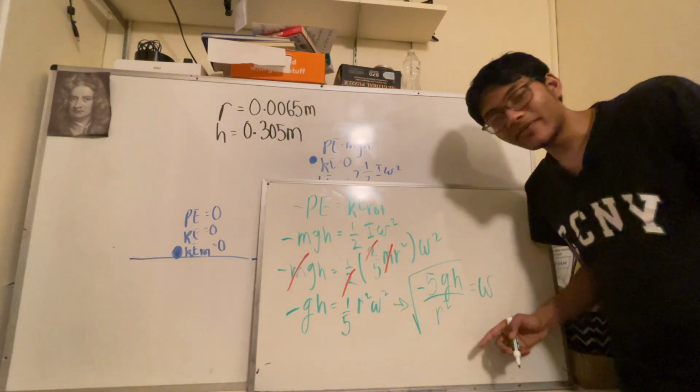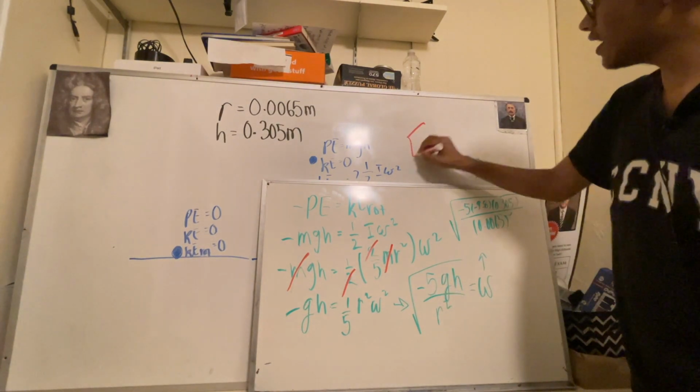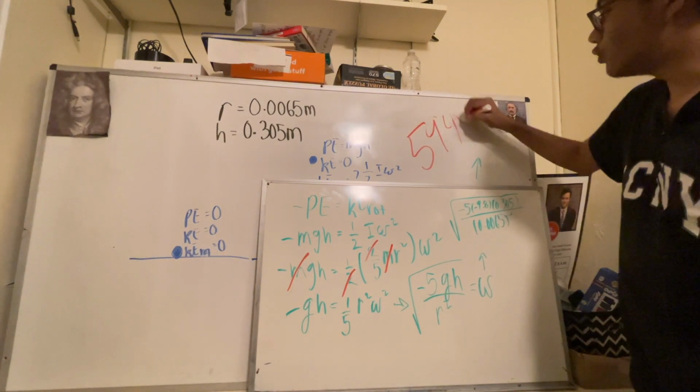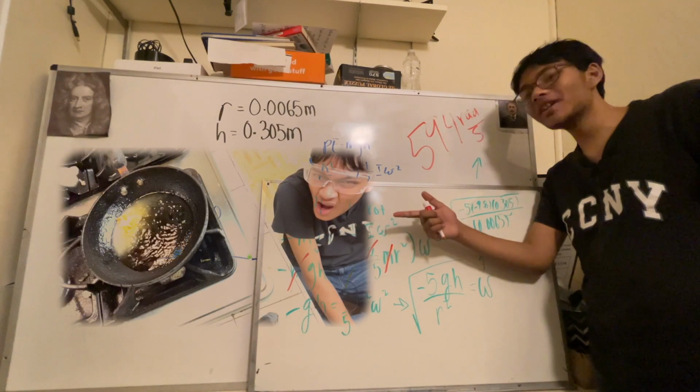And now all we have to do is plug in the numbers. So we're left with a final answer of 594 radians per second. That's how fast this popcorn is spinning.